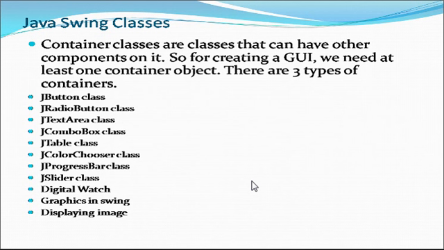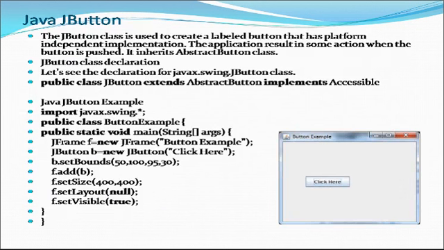There are some classes like JButton, JRadioButton, JTextArea, JComboBox, JTable, JColorChooser, JProgressBar, JSlider, digital board, and graphics classes. These are some extra classes, unlike AWT. In the next slide we briefly introduce these classes, starting with JButton.